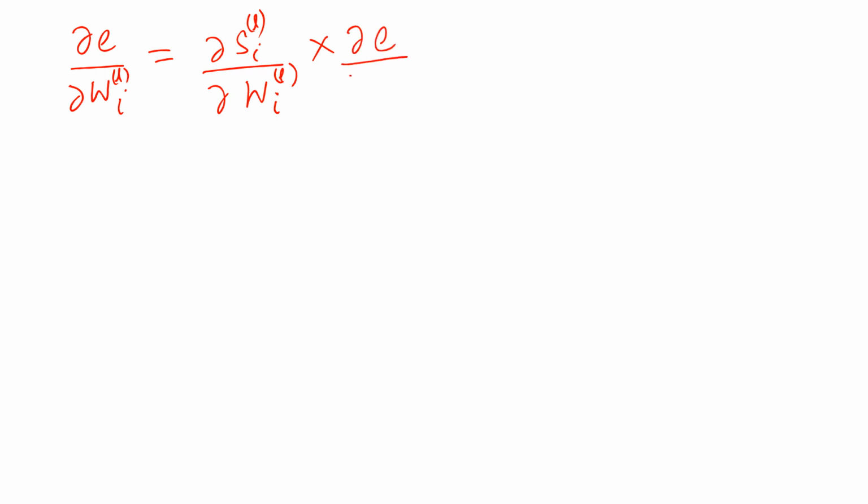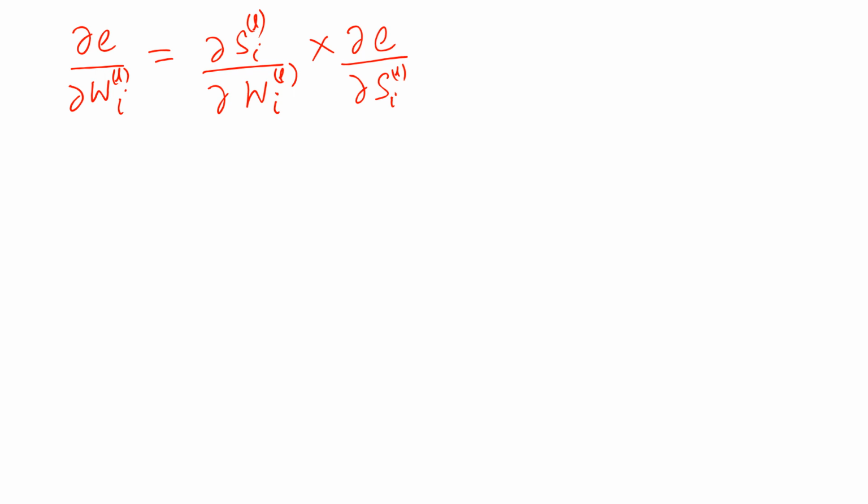Again, I'm rewriting it. I'm interested in just this column i, which can be written as the derivative of S_i, where S, remember, is the signal for layer L, and yes, we said this is a linear signal, with respect to W_i^L, multiplied by the change in error with respect to this input signal. And we'll see why we are breaking it down in such a way.